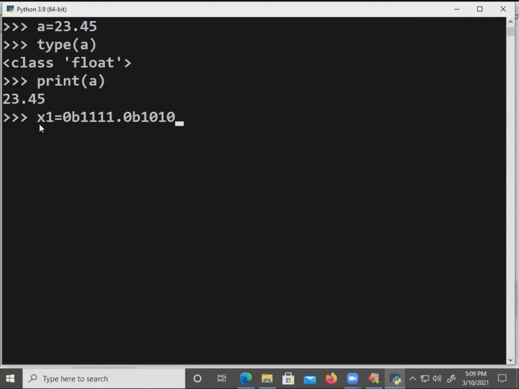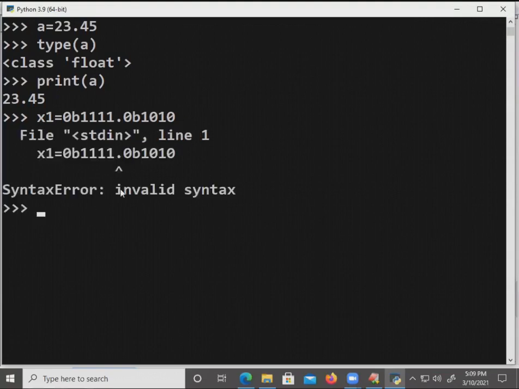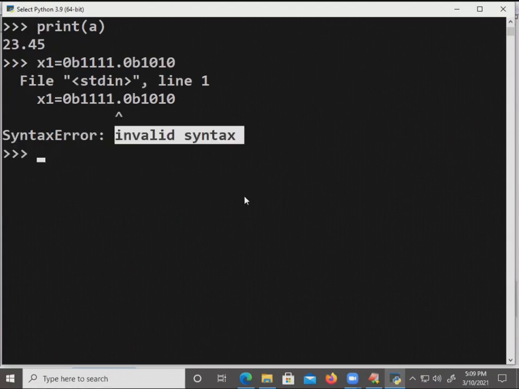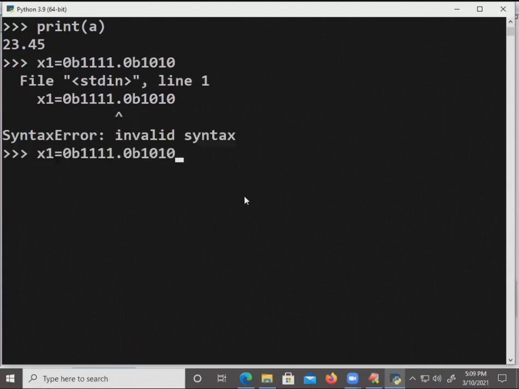See that? Error will come. What is it? Invalid syntax. Invalid syntax. Next. Because this type of peculiar kind of discussion will be asked very regularly in interviews.